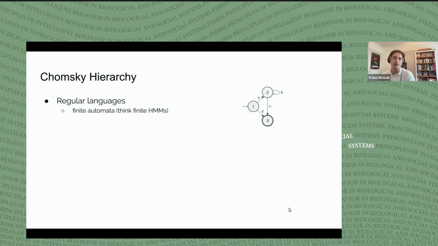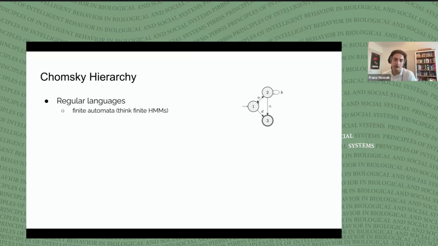So for regular languages, for the lowest level, the machine that can accept them or that can process them are finite state automata. You can think of them as finite HMMs that don't necessarily have to have weights in their transitions. So what that looks like is here on the right, we have a very, very simple finite automaton that has 3 states, 1, 2, 3. It has an arrow going into state 1, which means that it's the initial state.